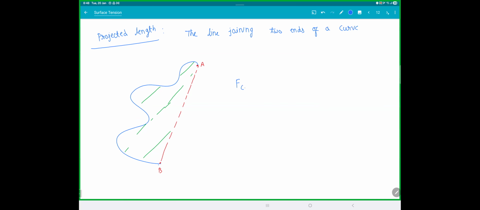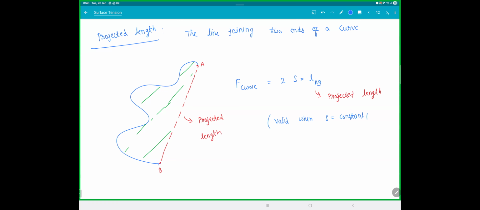So the force acting on the curve will be 2 into S into the length from A to B. This length is called the projected length. So without integration, you'll get this. Again, this is valid only when S is constant. So if for some reason S's value changes, you can't do this. Just like projected area, which you can use when pressure is constant, you can use this when S is constant.